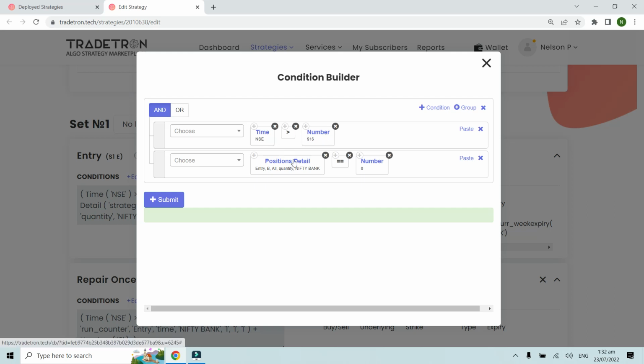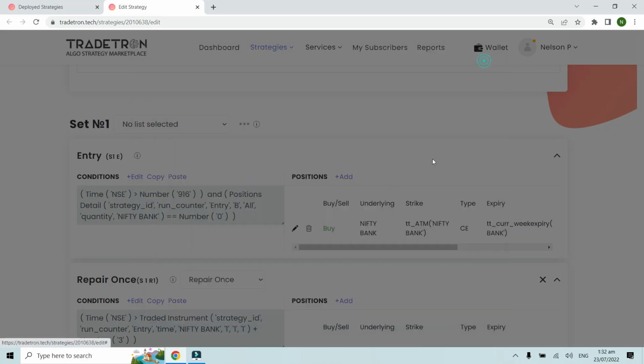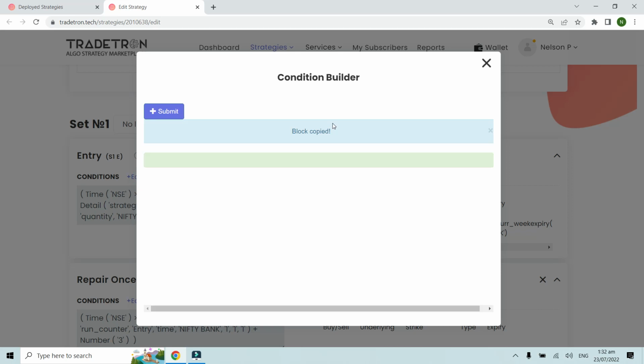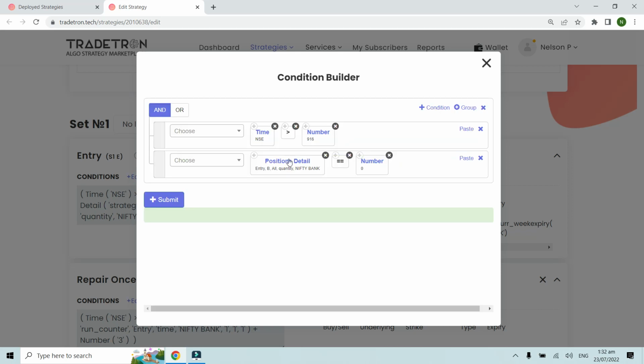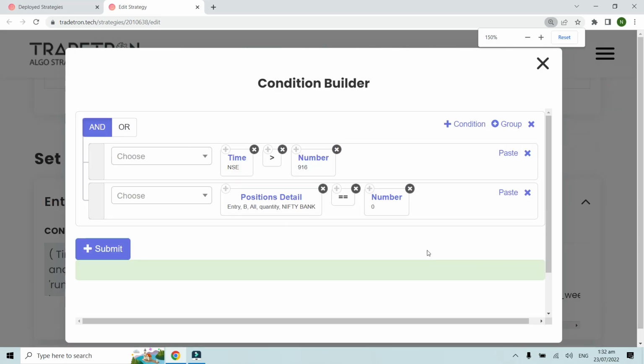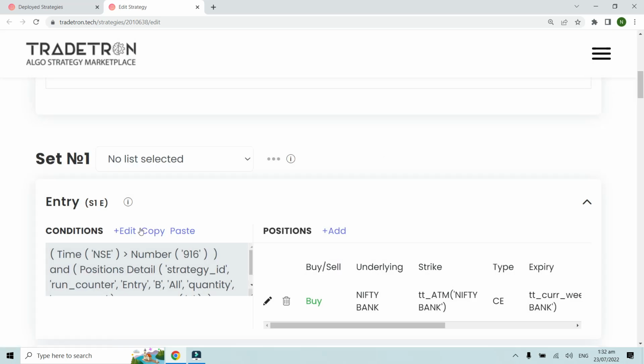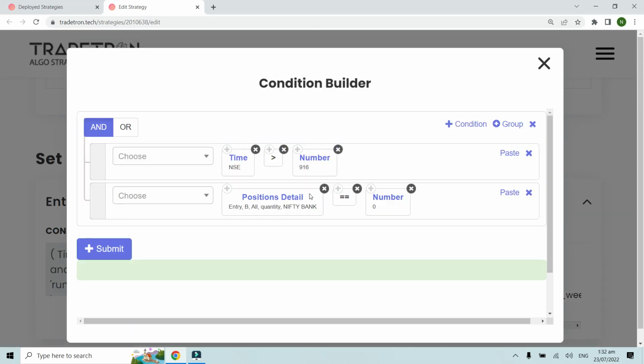The positions detail is that it should be an entry, buy, into this particular trade that we are going to take, that is the Nifty Bank ATM call option. We want to enter into this strategy only one time. That is the reason we are using positions detail is equal to 0, entry buy all quantity Nifty Bank is equal to 0, which will help us take the quantity trade into this particular position only once.